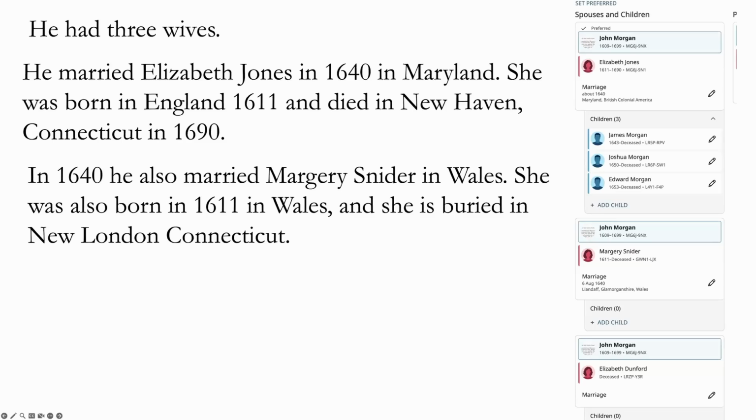He jumps on a boat, he races over to Maryland and marries the other wife, and then they end up in where? Well, she ends up in New Haven, Connecticut. He ends up in Virginia. Okay. And this sounds just sort of, well, could that happen?